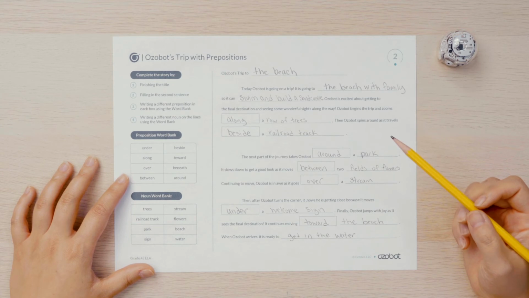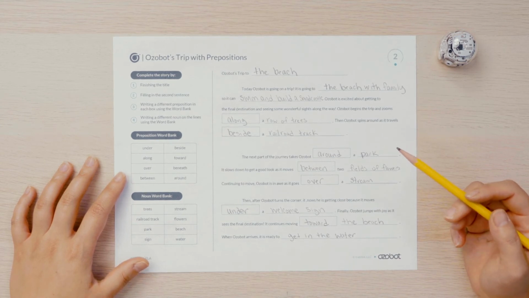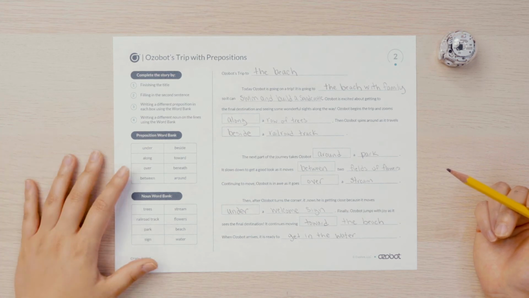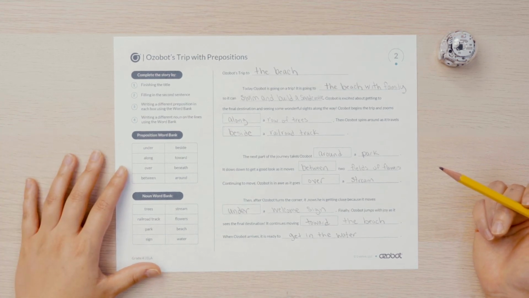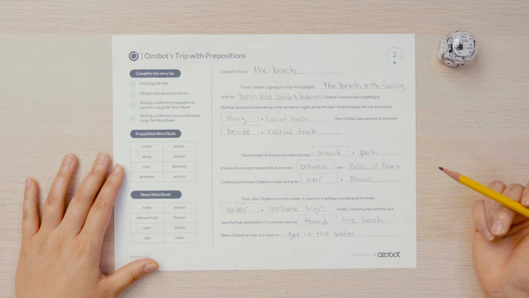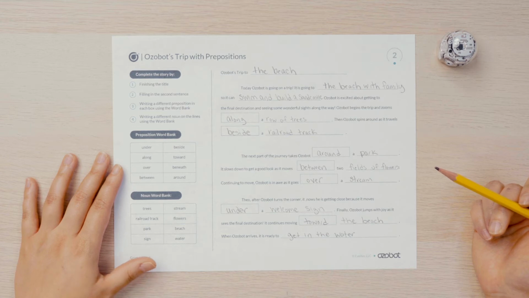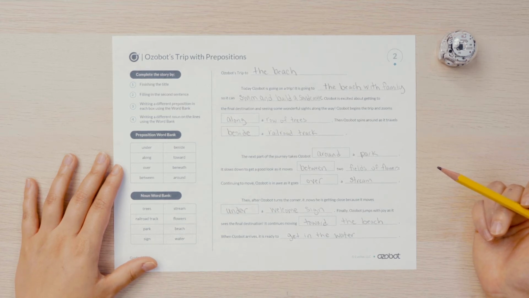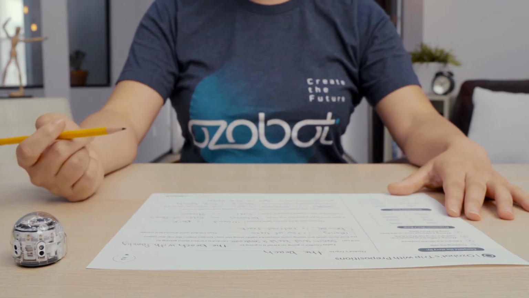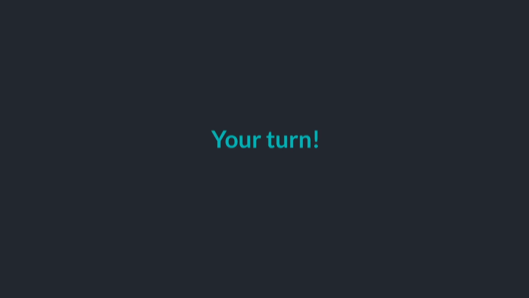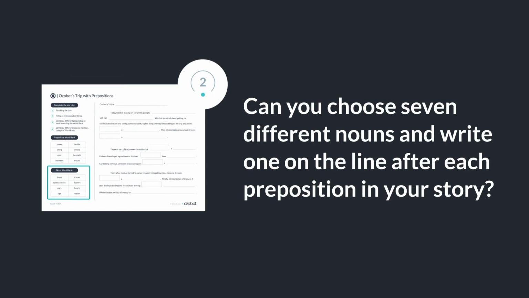I use my prepositions as clue words to make logical sentences, like under a sign. You can choose to read each sentence to think about a noun that makes sense with the preposition, or you can put in a random noun to make a silly sentence. I also wrote a different noun on each line to make my story more interesting. What nouns will you use in your story? Can you choose 7 different nouns and write one on each line after each preposition in your story?